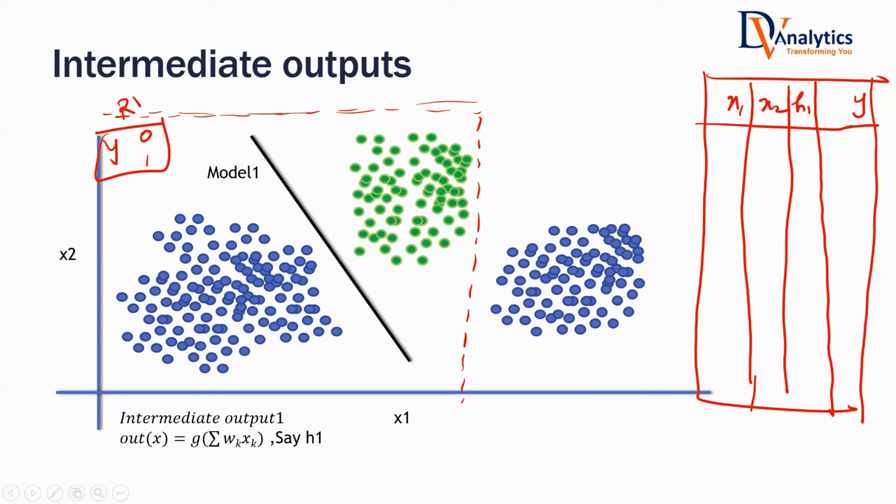Then what I'll do is I will take one more region. Let me take this as region 2. In region 2, you have x1, you have x2, you have y also.